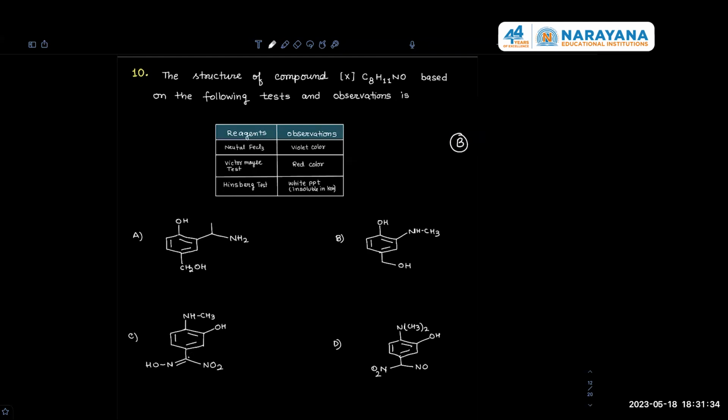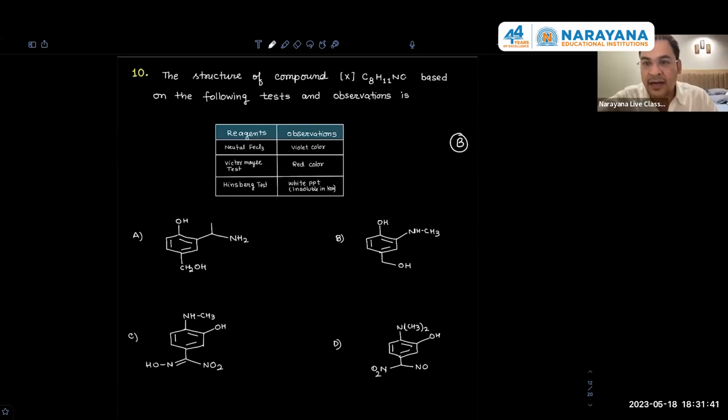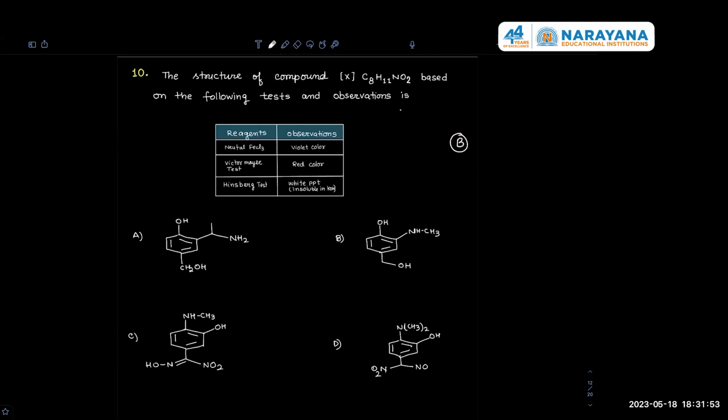Sir, yes sir, B option also has two O, but in the molecular formula there is only one O. Okay, that I will correct because 2 oxygen is anyway mandatory. I think it is somewhat removed, I don't know how it is removed. It is NO2 only. Okay.